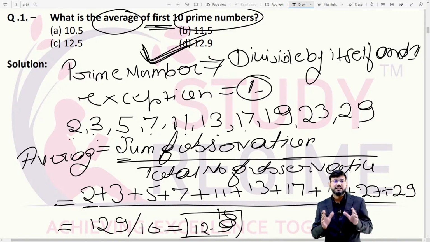We have done nothing except find the prime numbers. You should know the definition of prime numbers and you should know the formula for the average. A very simple and easy question, but you should know the concept. 1 is not a prime number. We have to start from 2, add these 10 prime numbers and divide by 10 because there are 10 observations. When you divide 129 by 10, you will get the value 12.9. So I hope you are clear with this question. Let's move on to the second question.